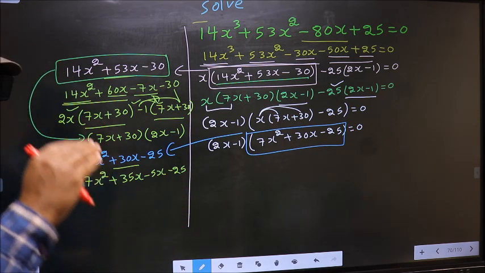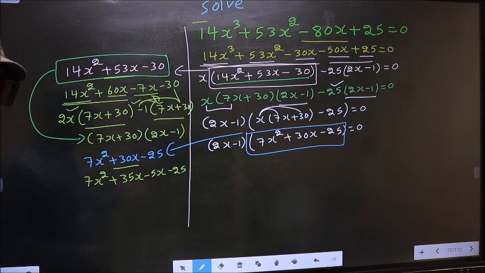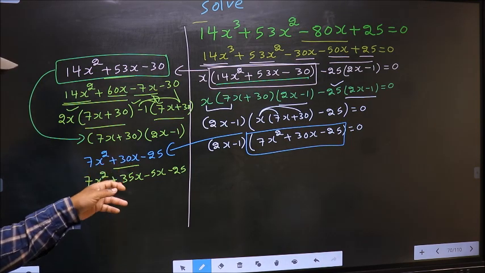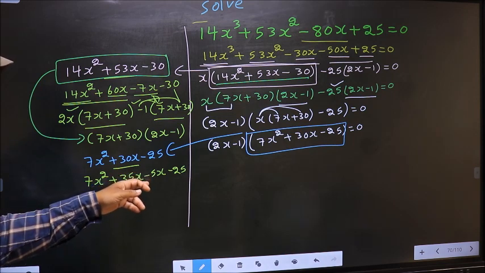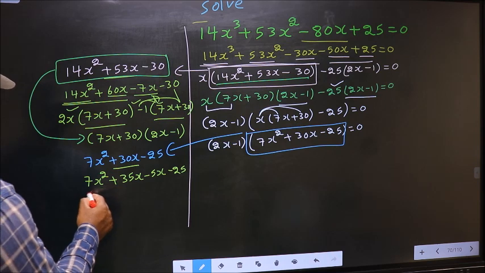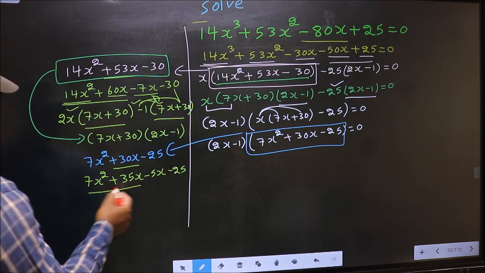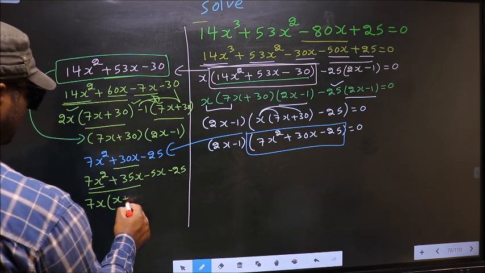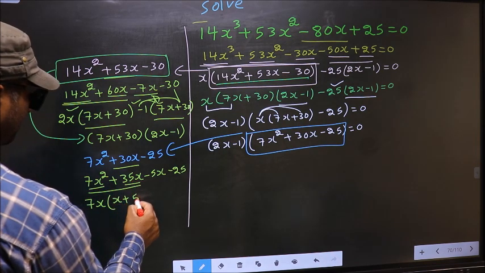I am not doing factorization steps. Directly I have split plus 30x to plus 35x minus 5x. Okay. Next, what can be taken out common from these two terms is 7x. So here you get x plus, from this 7x out you get 5.